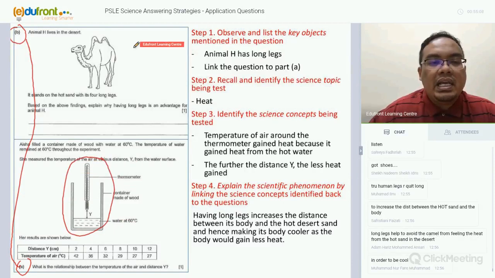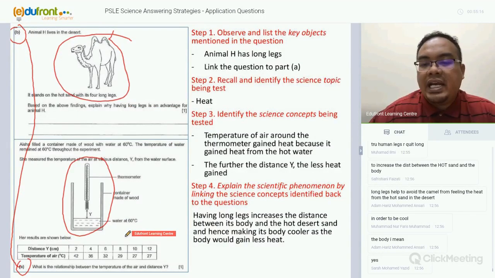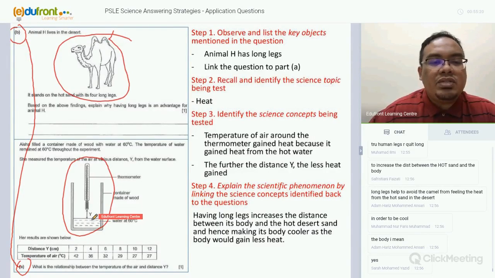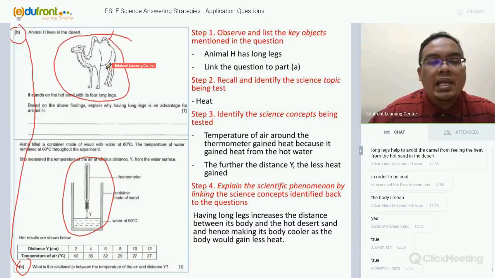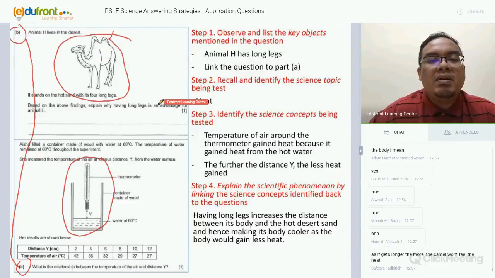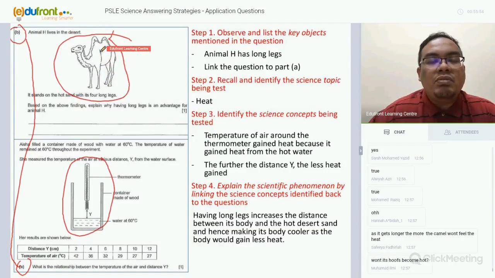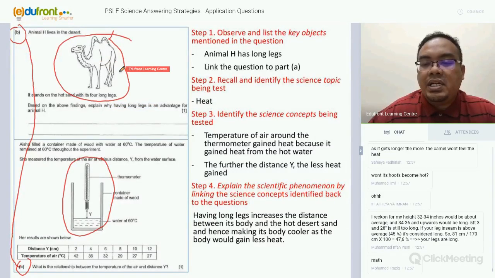So can you see the link to the camel itself? This hot water is like the hot sand. And this distance y is like the distance between the body of the camel and the hot sand. You can see when the thermometer is moved further away from the hot water, the temperature measured is lesser and lesser. Likewise here, the camel has long legs so that the body of the camel is cooler from the hot sand. Because if the body is very close to or touching the hot sand, the camel will feel very, very hot. Why? Because it will gain lots of heat transfer from the hot sand to the body of the camel. So we can say that this is an adaptation.